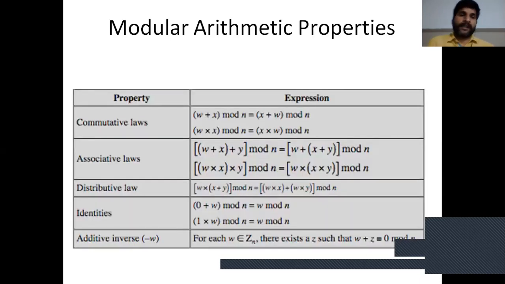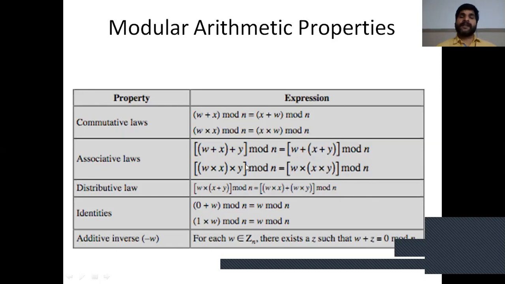Modular arithmetic properties. Commutative laws: (W plus X) mod n equals (X plus W) mod n. Similarly, (W into X) mod n equals (X into W) mod n. Associativity law: ((W plus X) plus Y) mod n equals (W plus (X plus Y)) mod n.